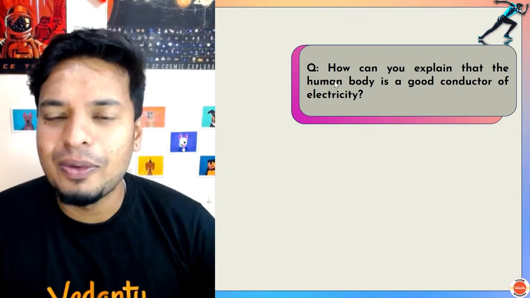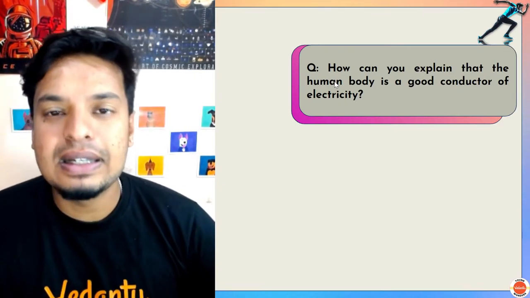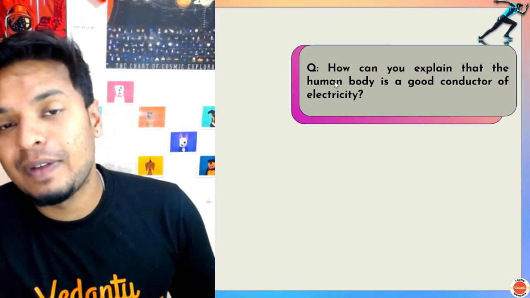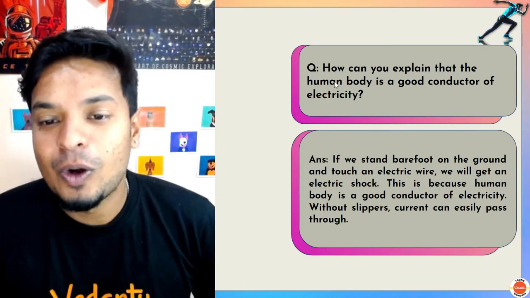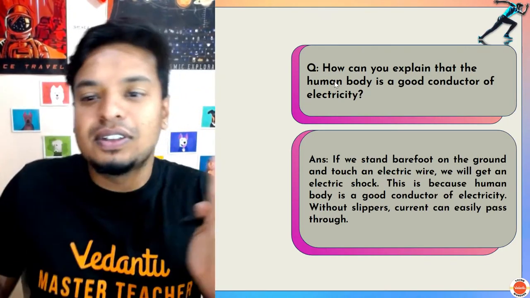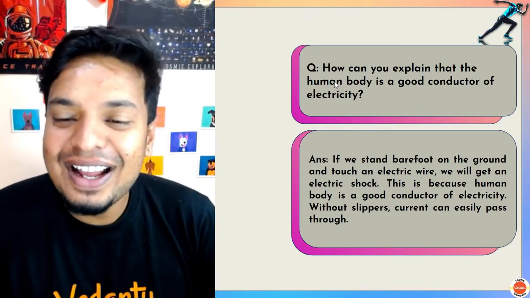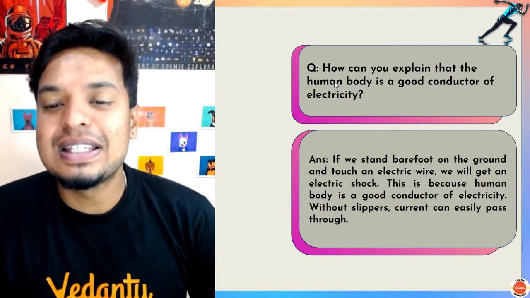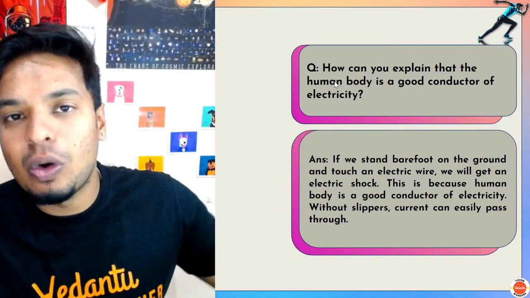Okay. Simple questions. You guys will get centum only. How can you explain that the human body is a good conductor of electricity? Because water is a good conductor of electricity. The human body is made up of water, guys. If you stand barefoot on the ground and touch an electric wire, we will get a shock. That is because the human body is a conductor of electricity, because our body is mainly made up of water.